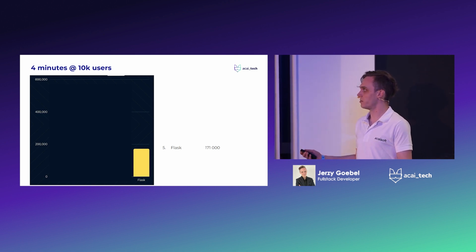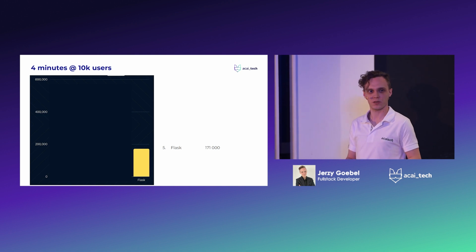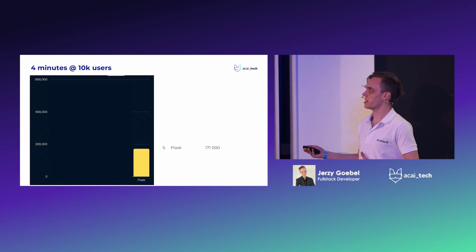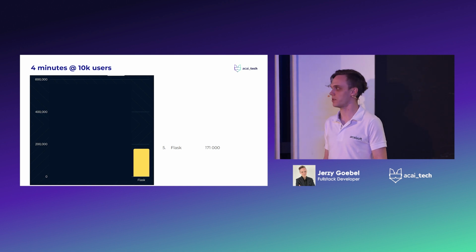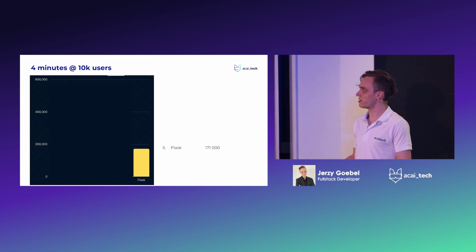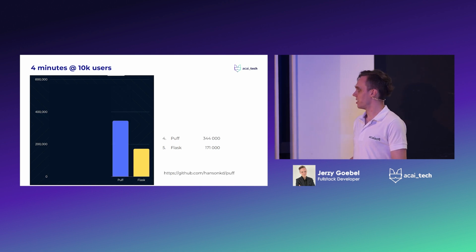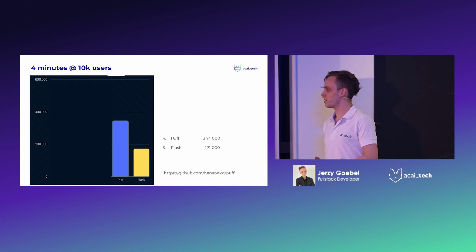And it was really an eyeballing situation, because we needed to have some sort of baseline, and that baseline was a test that takes 4 minutes, with 10,000 users topping out at the 10,000 users mark. And Flask, in these 4 minutes, was able to produce 171,000 successful responses. Really, really low. But then again, there was Pyfu, which was almost twice as much, at 344,000.